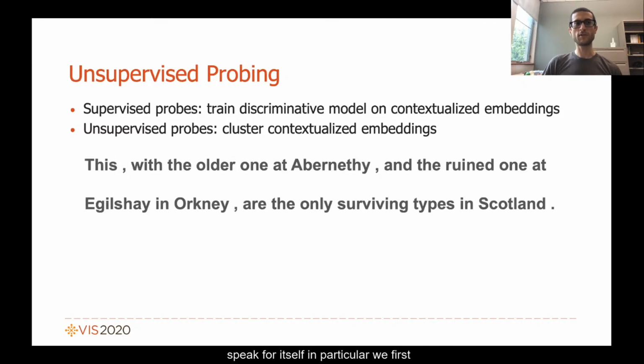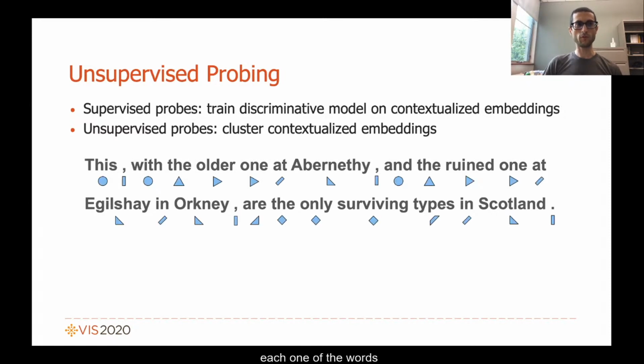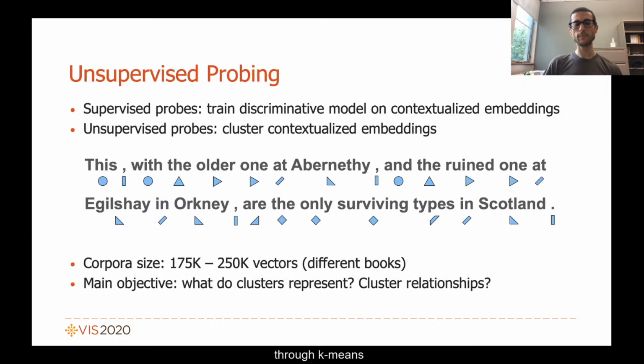In particular, we first cluster a set of contextualized embeddings using k-means. In this particular example, we show for each one of the words the clusters that were assigned to them through k-means. The corpora sizes we use in our experiments range from 175 to 250k vectors, arising from tens of thousands of sentences, thus providing good coverage and less sensitivity for clustering.